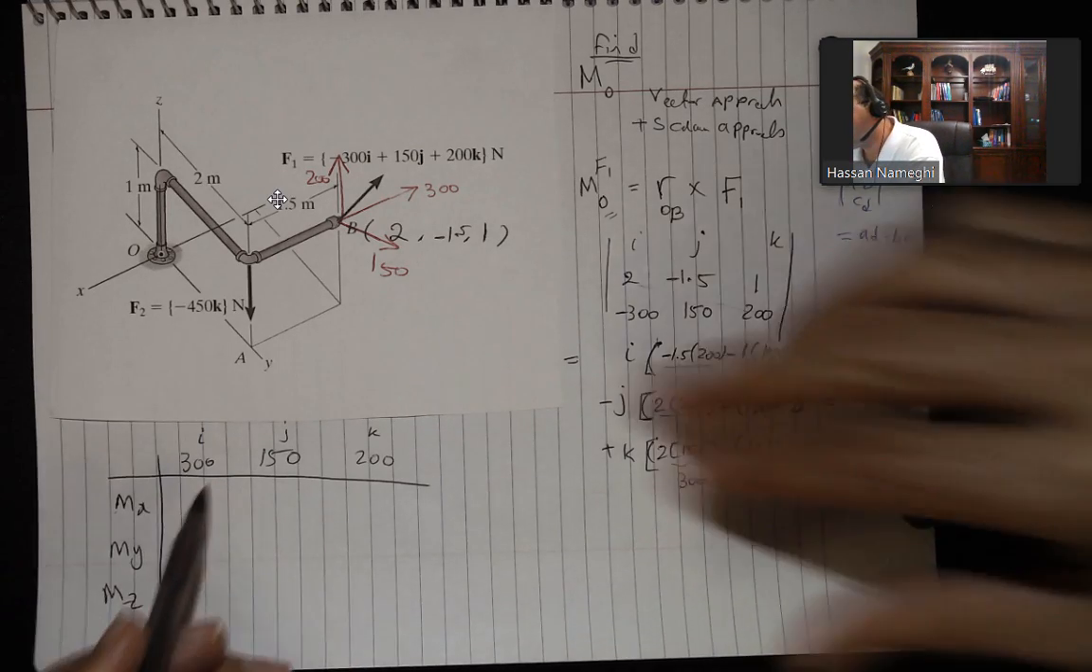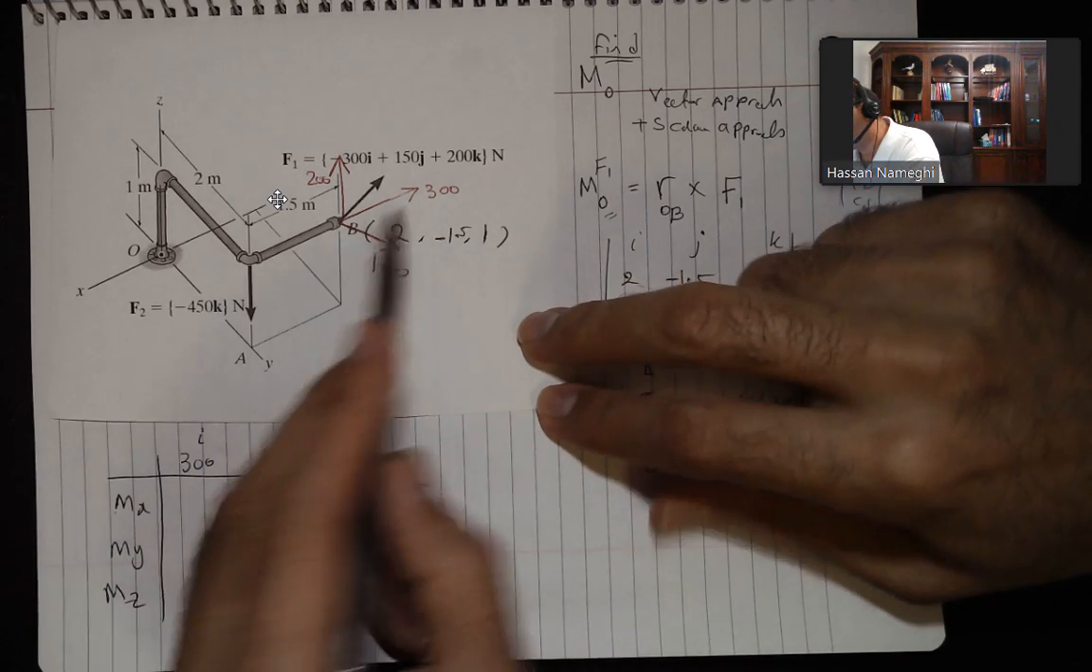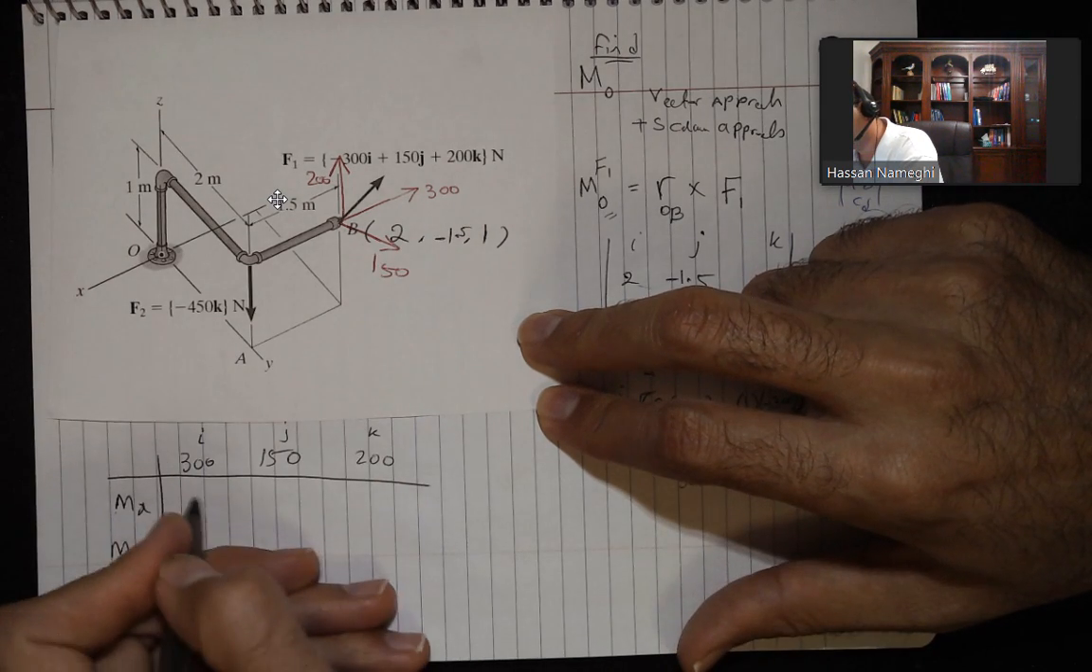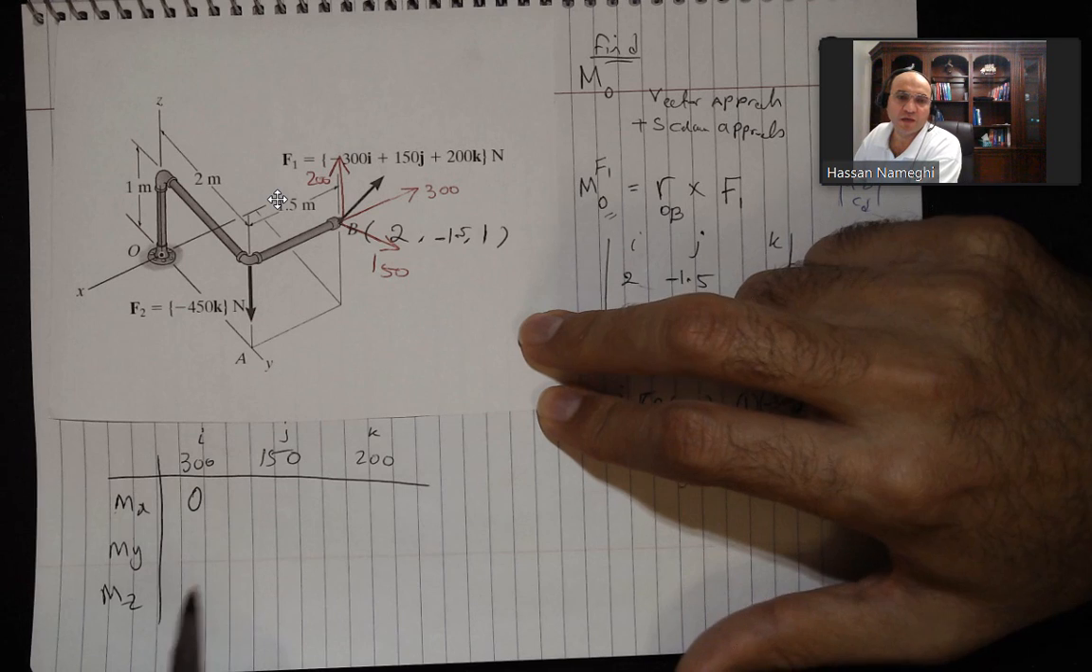So let's focus on the force 300. The force 300 down here, I like to do moment about x. The force is on the x, moment is 0. I don't need to do anything.